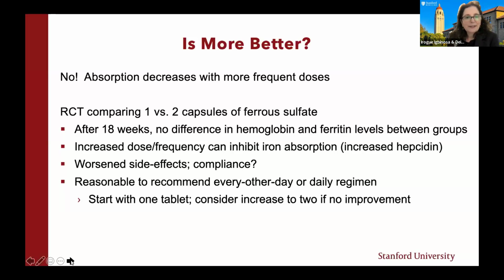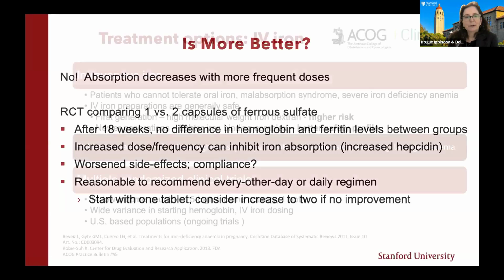I mentioned the side effects and compliance, but it is reasonable to start with every other day oral iron as a regimen. That's my go-to practice in clinic. I'm in clinic this afternoon, and a lot of us have moved away from giving daily iron simply because if your benefit is going to be the same, you'll have reduced side effects and possibly better compliance and just more comfortable patients. We will often start with 1 tablet and then consider increasing to 2 every other day if there's no improvement.